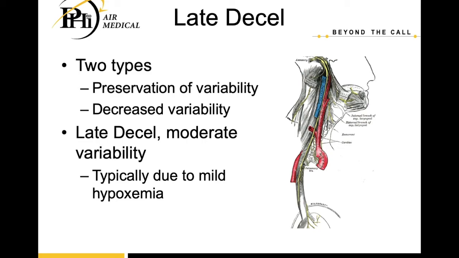If we have a PaO2 in the fetus that's less than 15, it causes this. It causes an alpha-adrenergic response inside the baby.